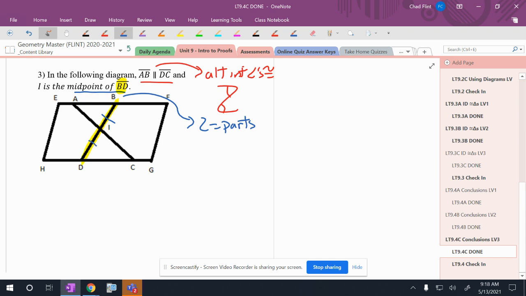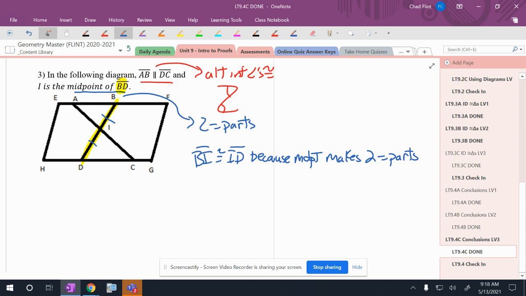And again, I want to get something on to my screen that makes sense. So my equal parts are BI congruent to ID because midpoint makes two equal parts. So midpoint makes two equal parts.